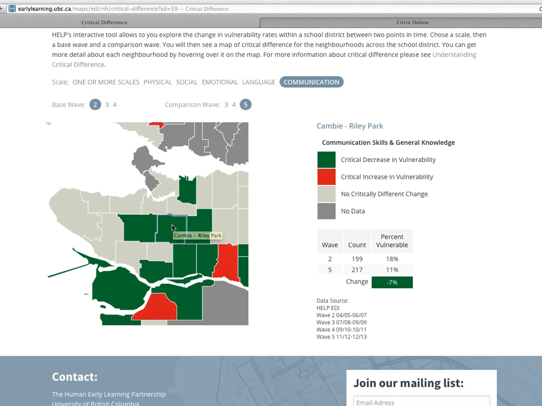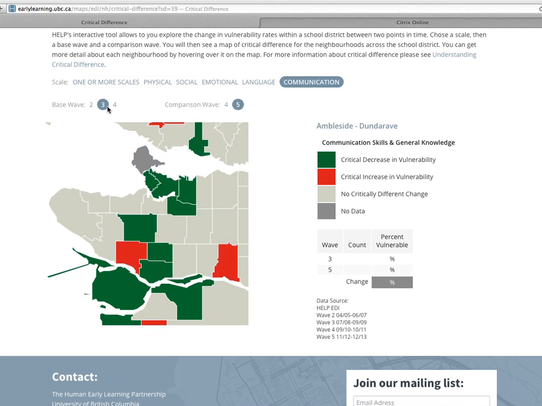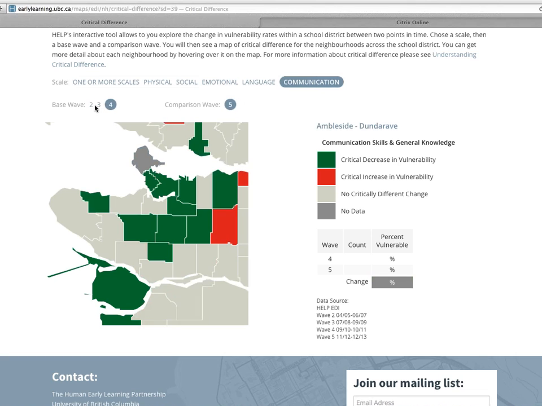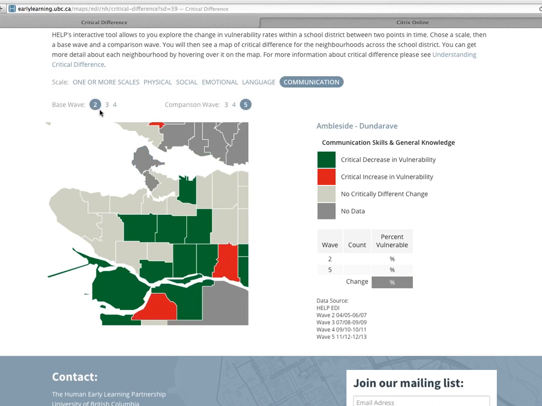We also have a nice little table that shows you the actual population counts, the wave, the percentage vulnerable, and the change. So it does a lot of what the calculator is doing, but without you having to punch in any numbers. It's a really great way to explore how critical difference works. You can also go up here and change the wave, and you'll note that it only goes in one direction.